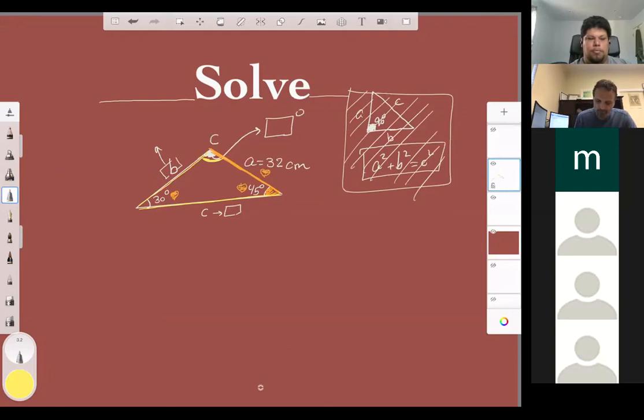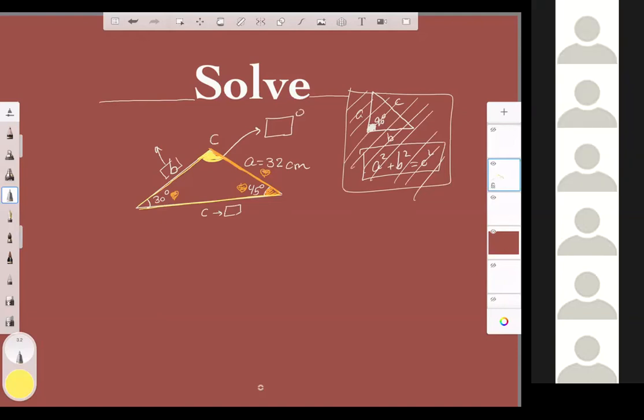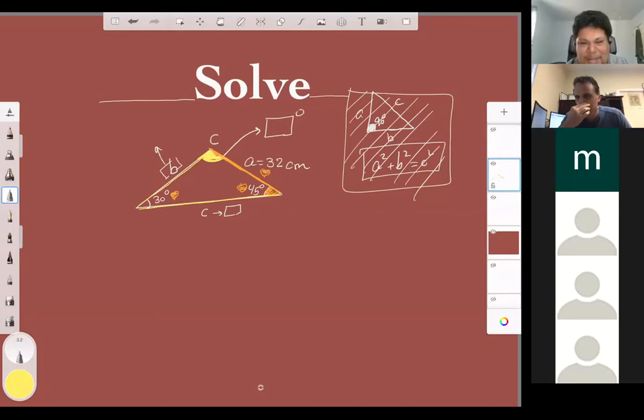So what about the measure of C? How do we find this measure? Do we need any formula? I think so, yes. Thanks for participating. I'm not sure yet. Sorry about that.